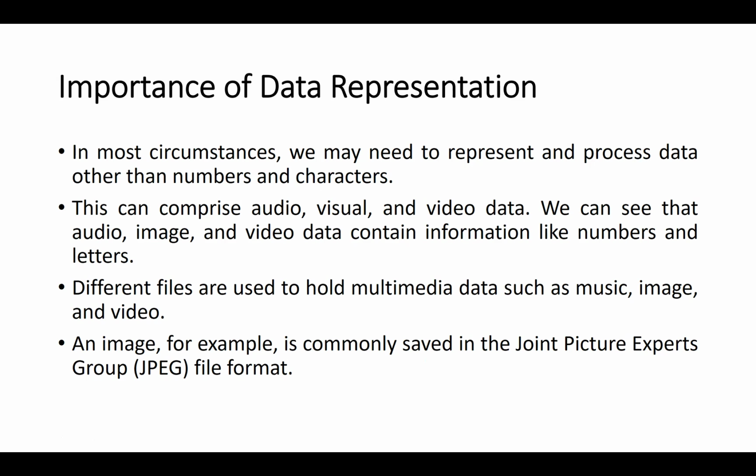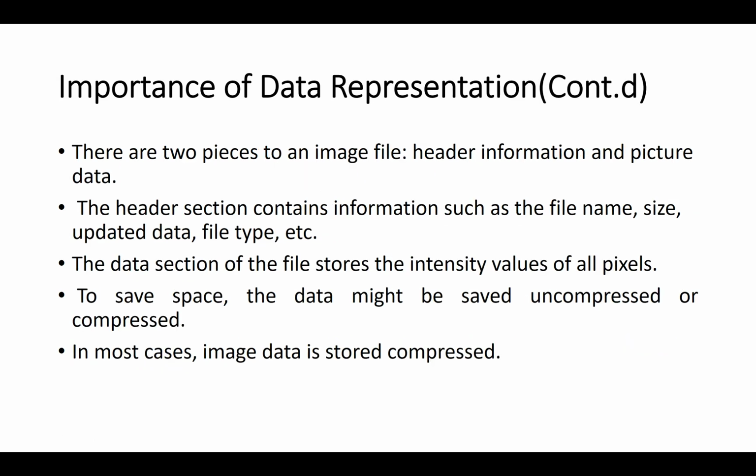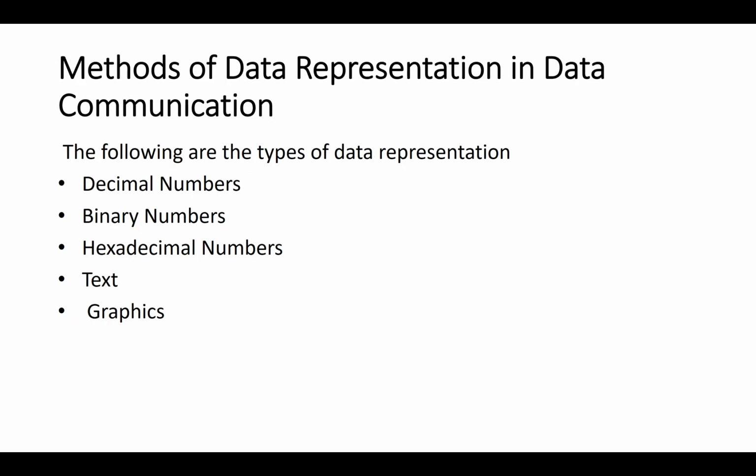So basically, what's an image? For example, it is commonly saved in the Joint Photographic Experts Group, that is JPEG, file format. There are two pieces to an image file. One is header information and another one is picture data. The header section contains information such as the file name, size, updated date, file type, etc. In the data section, the intensity values of pixels are stored. To save space, the data might be saved uncompressed or in compressed form. In most cases, image data is stored in compressed form.